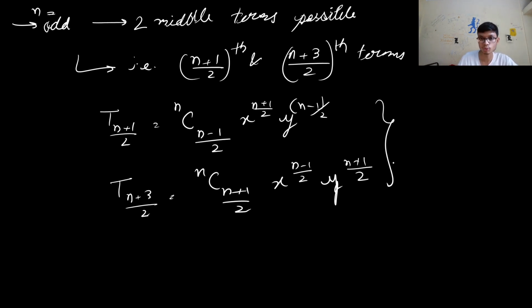So these are the two middle terms of any binomial expansion which corresponds to a power that is an odd number. That means when n is odd, these two terms represent the middle terms.